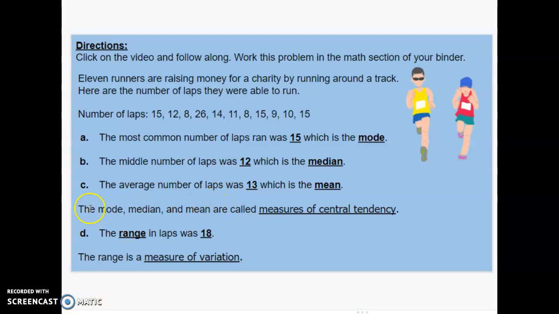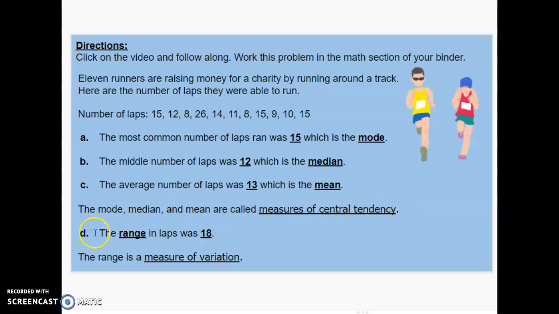Okay, now here the mode, median, and mean are called measures of central tendency.